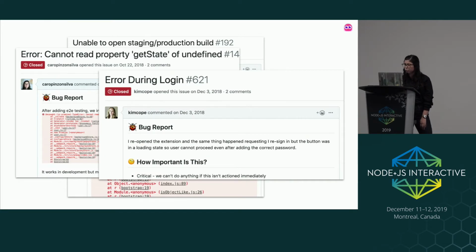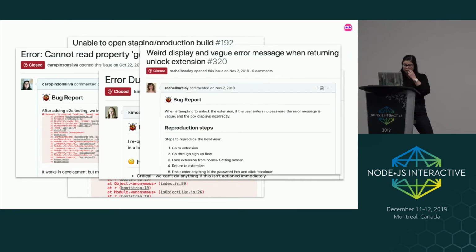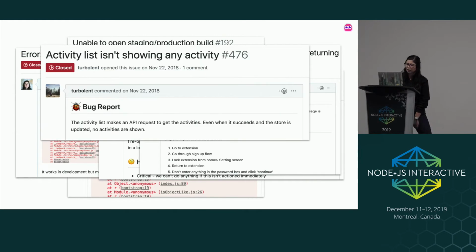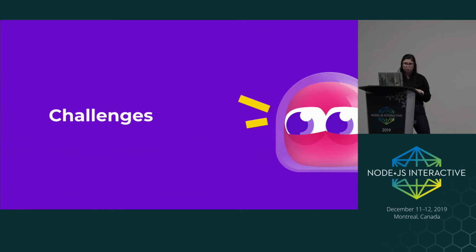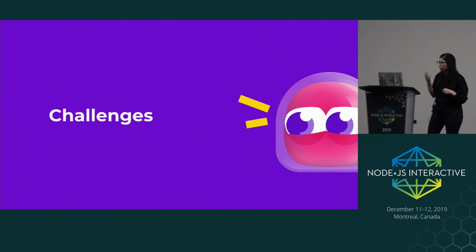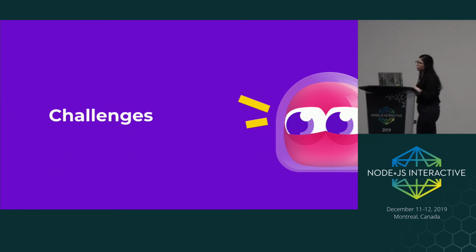Error during logins, weird and vague error messages. And the activity list is a feature that we have, and we had things like, okay, we broke it and then fixed it, and some days later we broke it back again. So it was just painful, and the development was not going fast. So I'm going to share with you 3 challenges that we faced, and then how we fixed them with tests and how it helped us go faster.